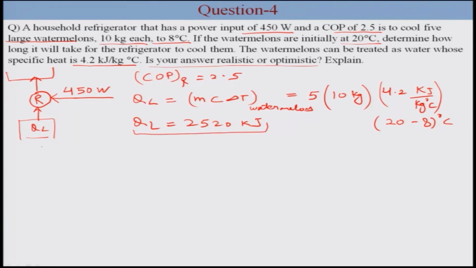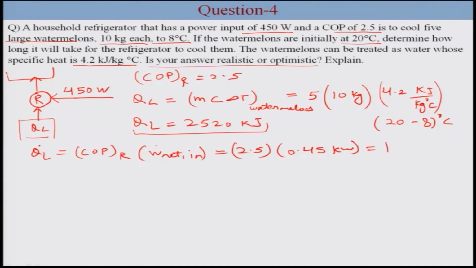The rate of heat removal from the refrigerator is Q dot L, which is equal to the COP of the refrigerator multiplied by the rate of work which is given as input. So this becomes equal to 2.5 multiplied by 0.45 kilowatt. So the rate of heat removal from the refrigerator is 1.125 kilowatt.